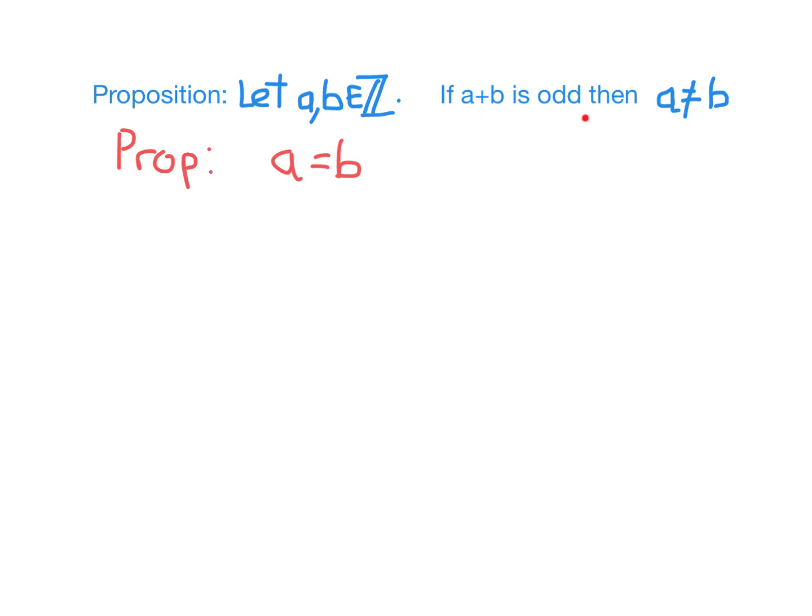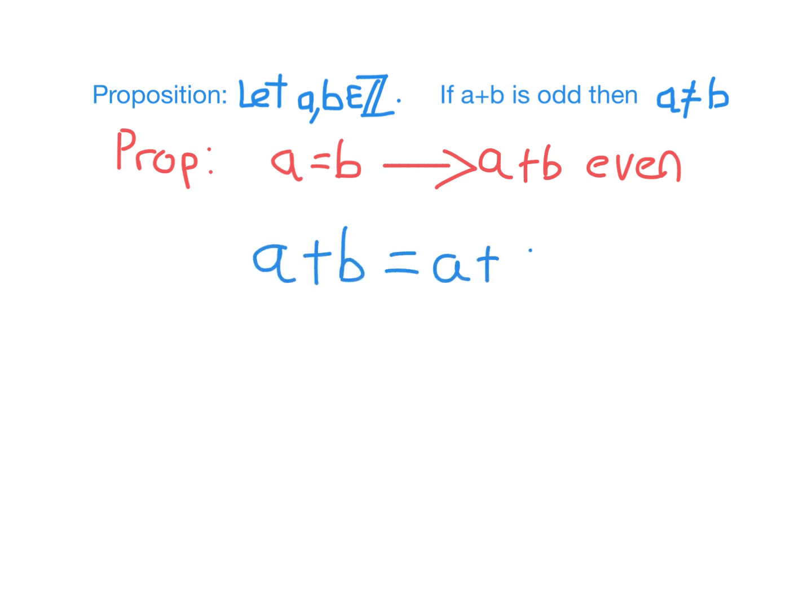a plus b is odd, because a and b are integers, that will mean the opposite of that is a plus b is even. So this is actually super easy to prove. If a equals b, then a plus b is just a plus a, which is 2a. Now, because a is an integer, this is 2 times an integer. This is 2 times a whole number, so that means it must be an even integer.